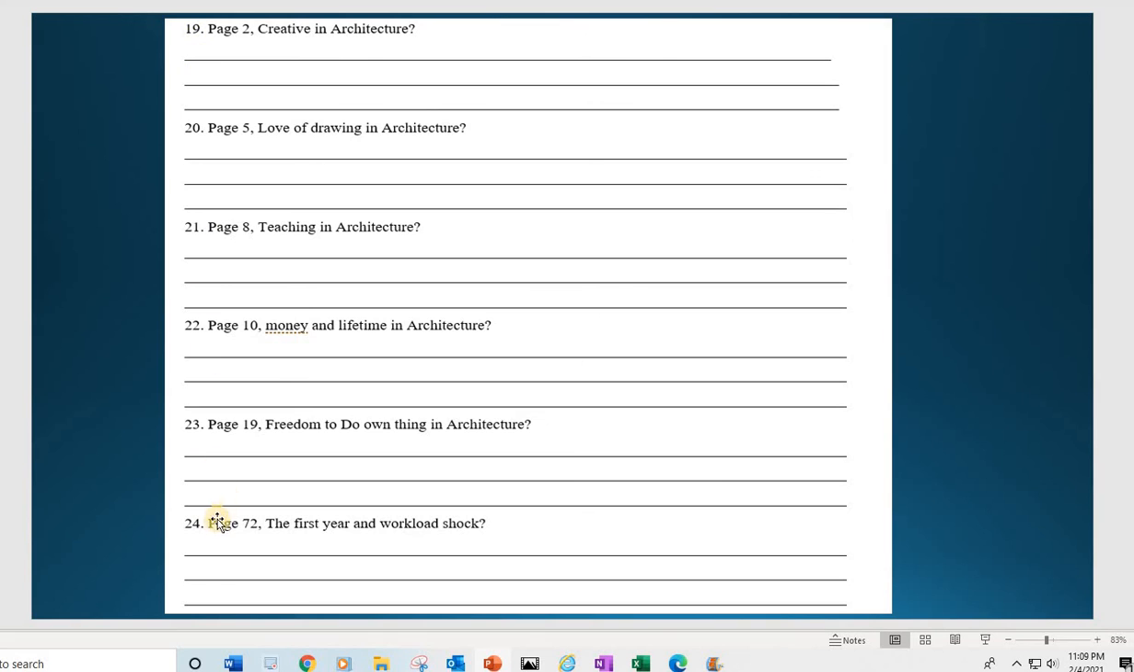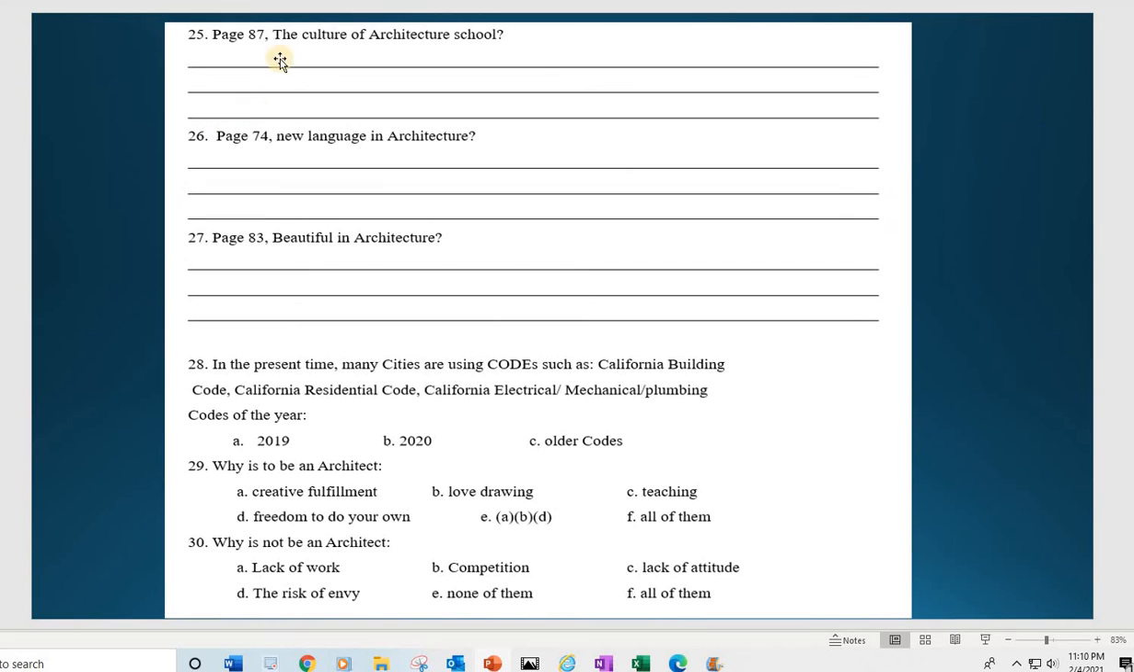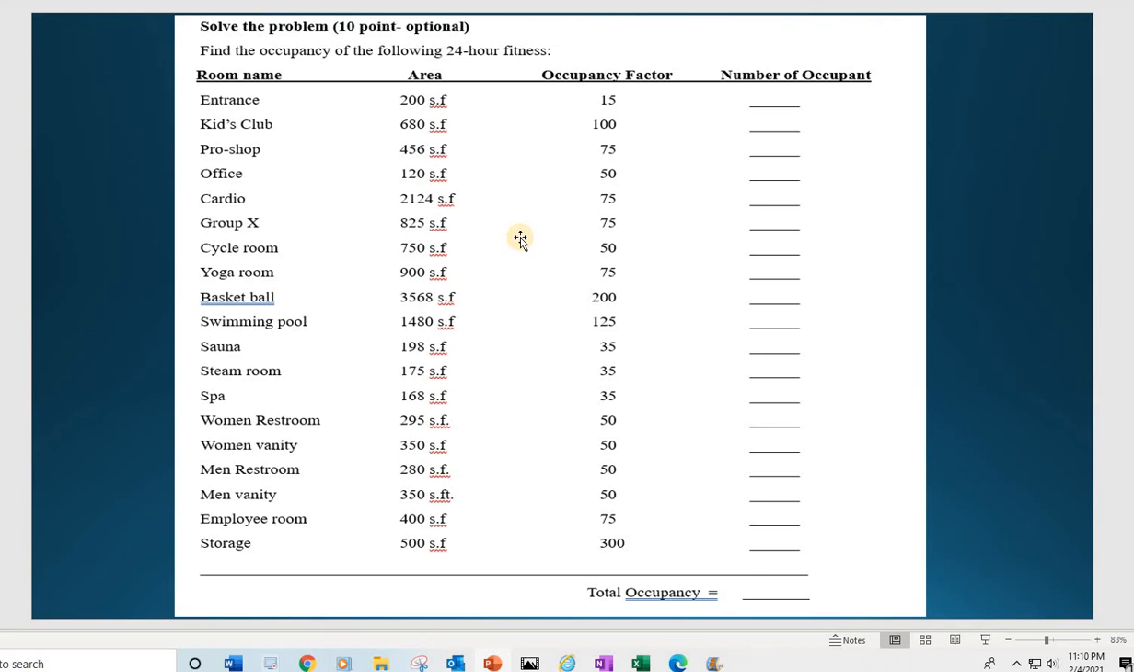Then 19 to 24 in the textbook, and 25 to 30. So we have 30 multiple choice questions in total. After that, we have 1 extra credit. In 1B, I asked you to solve the problem, and I explained this on Canvas Pronto 2 weeks ago. So if you know how to do it, just put the number right here.